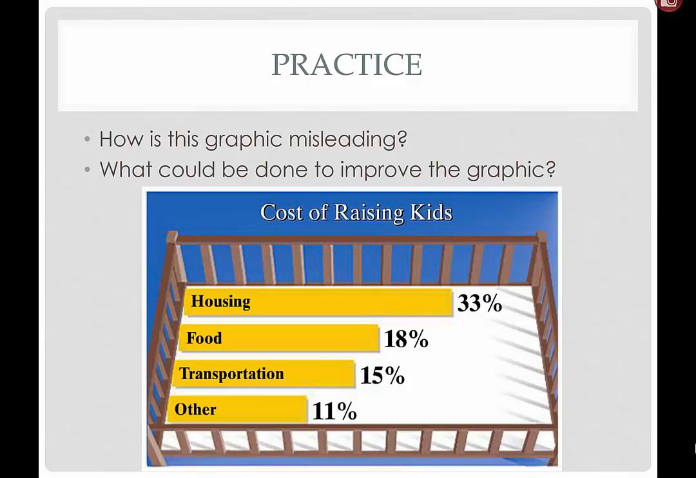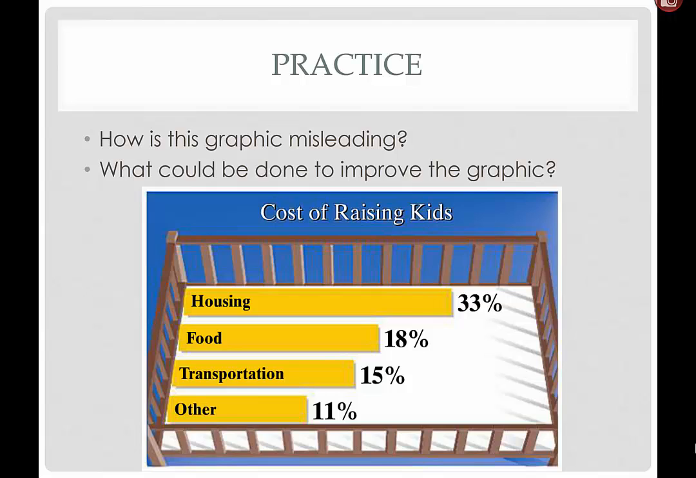Another part of the graph that's misleading is, well, you would expect the 33% to be a lot longer than the 15%. Housing should be more than double transportation, and yet in the bars, it's not more than double. And so the lengths of the bars don't really correspond to the percentages. And there are no axes, really. So it's hard to tell what they're trying to do with those percentages. I'm guessing it doesn't start at 0, but there's no axis, so you can't tell.